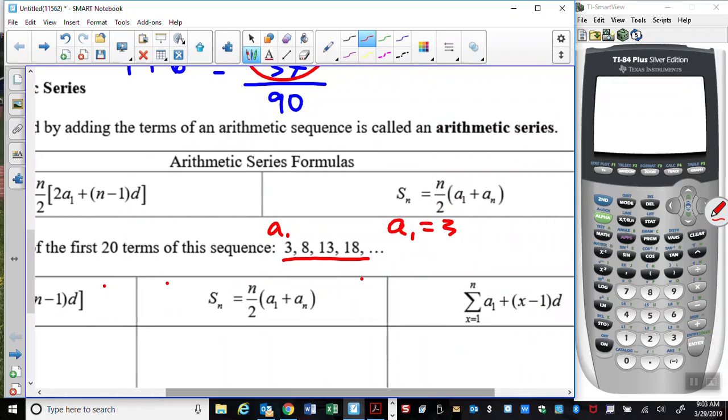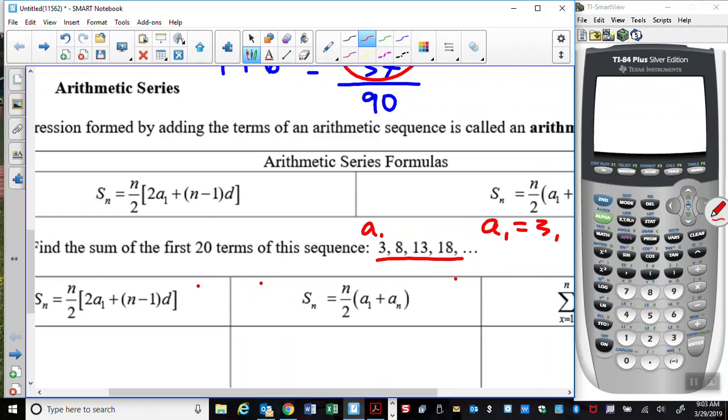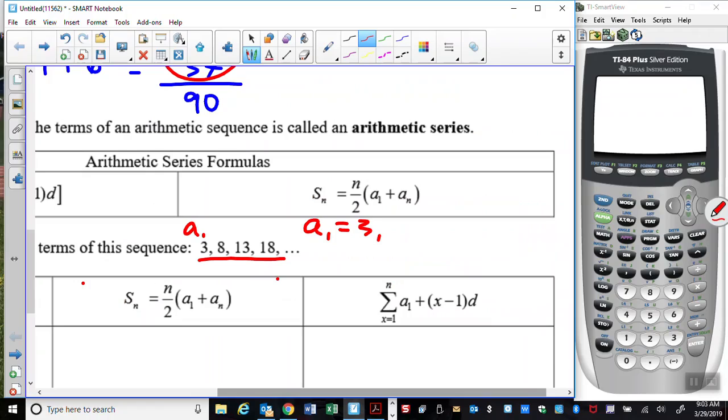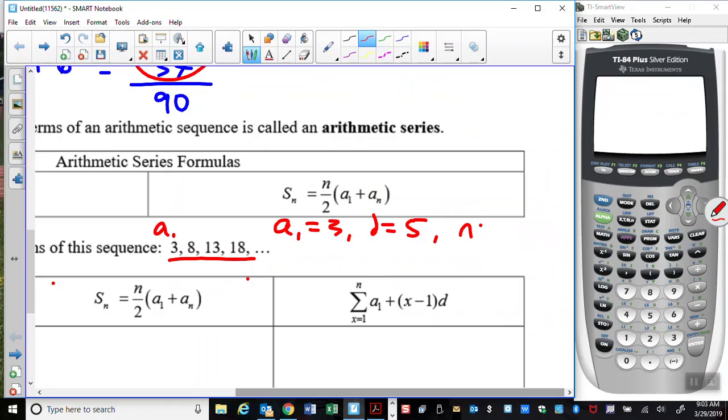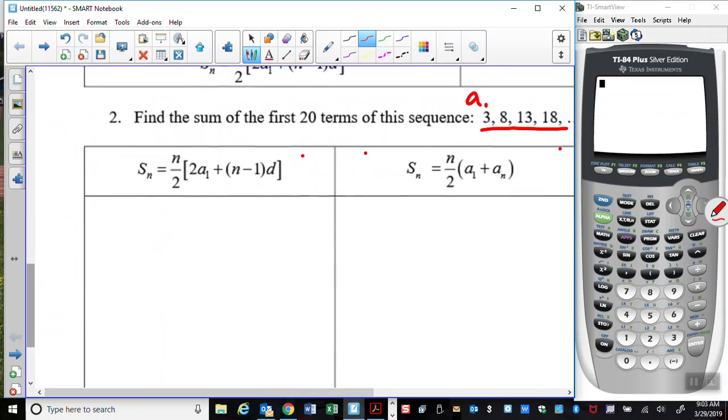So A1 equals 3. What's D equal? What's the common difference? I'm telling you it's a sequence. All right, so there has to be a common difference. Well, not unless we don't say it's arithmetic, of course. Okay, if we say it's an arithmetic sequence, it has to have a common difference. So D in this case equals 5. All right. N goes up to 20. In other words, the total number of terms is 20. There's 20 terms, so we say N equals 20. All right. So we're going to do all 3 of these. You should get the same answer for all of them, just different ways of going about it.